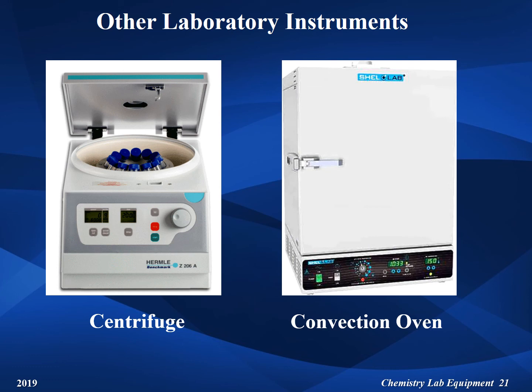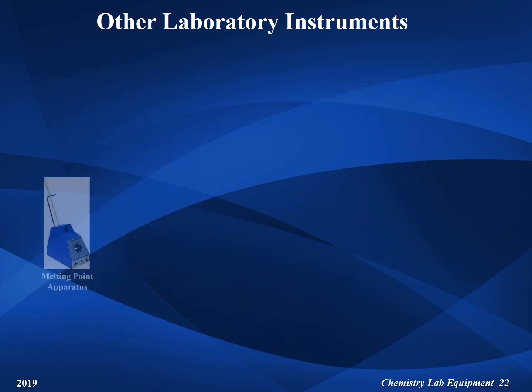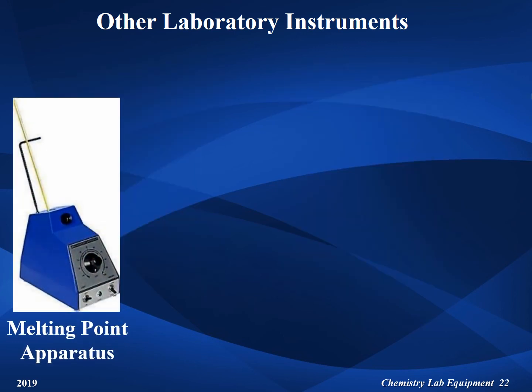Convection ovens are used to heat samples to specific temperatures, sometimes for long periods of time. Each compound has a unique melting point. This modern melting point apparatus has a thermometer immersed in the solid material. The analyst observes the sample through the lens, and notes the exact temperature at which the sample turns from solid to liquid. This value is then compared with that of a pure sample to determine its purity.